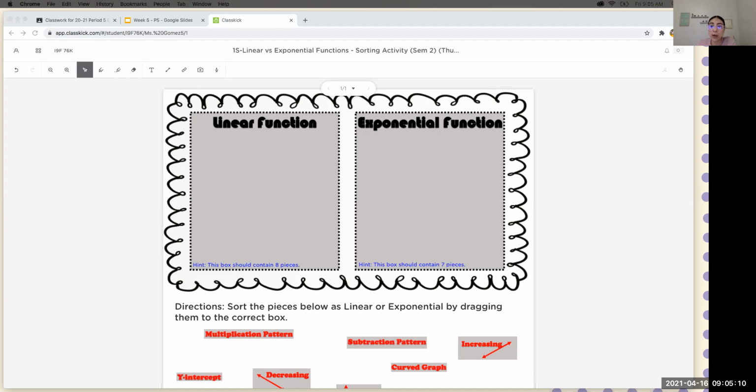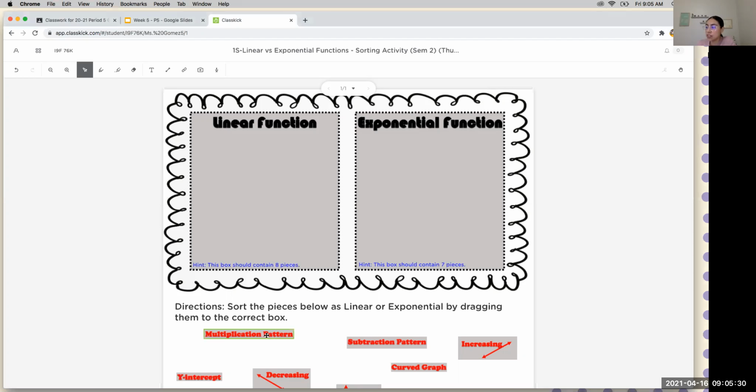All right, so we're going to go ahead and get started. What I'm going to have you guys do is, when I click on a piece and I'm trying to decide if it's linear or exponential, you can give me a thumbs up if it's linear, and you will give me a clap if it should be on the exponential side. Okay, so thumbs up for linear, clap for exponential.